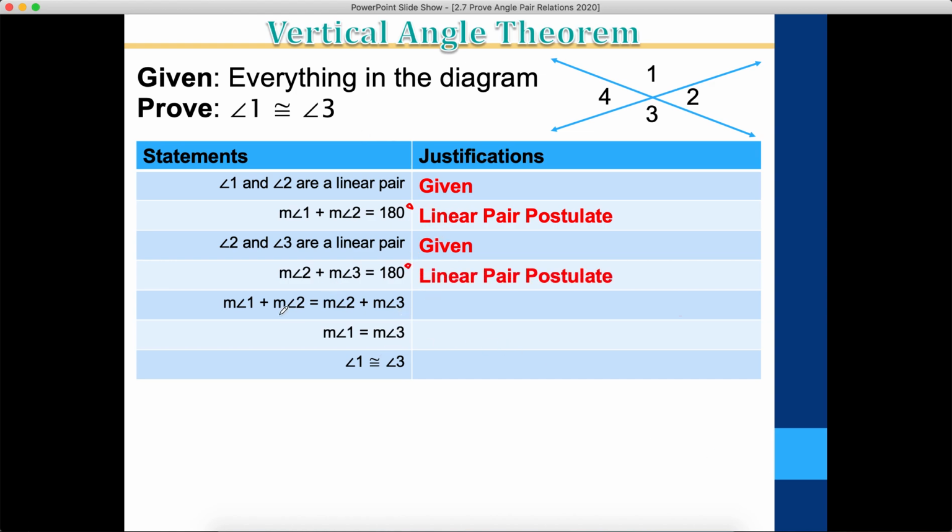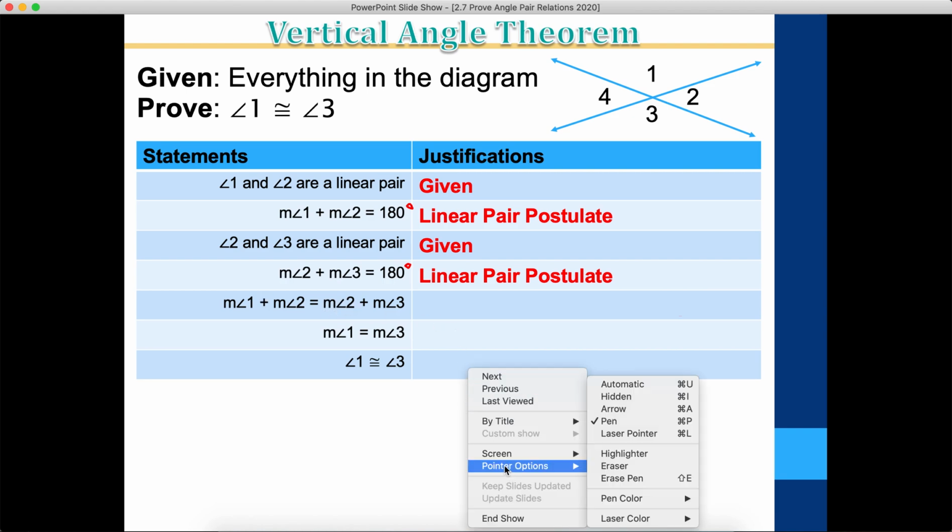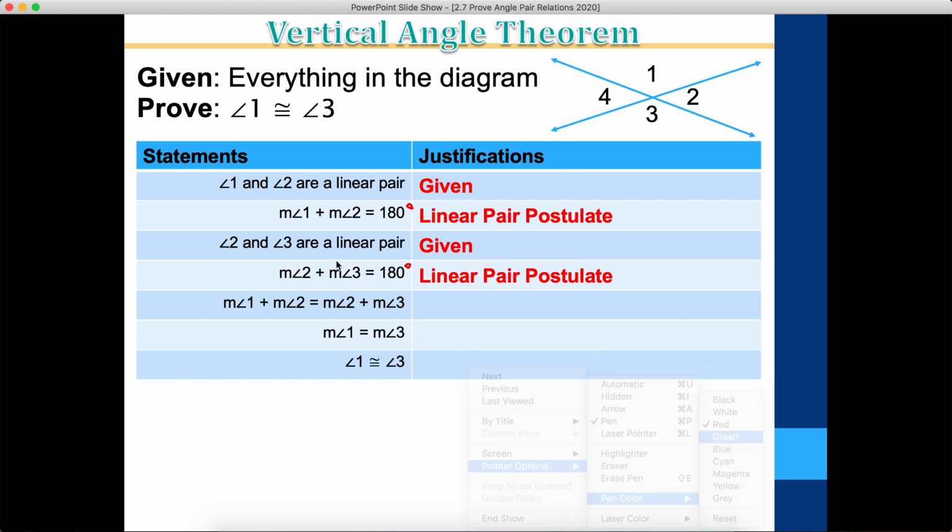And then we get to a point where we're saying the measure of 1 plus the measure of 2 equals the measure of 2 plus 3. So how do we get that? We can say this green quantity is equal to 180. This green quantity is equal to 180. Therefore, via the transitive property, or substitution, I suppose, both would work, both of these green quantities are equal to each other.